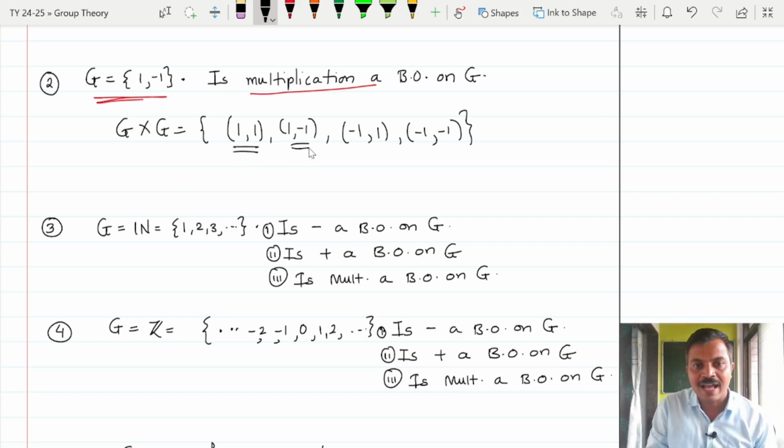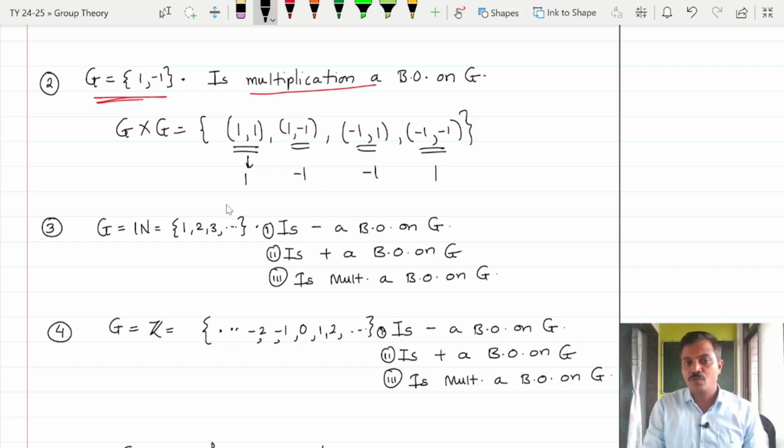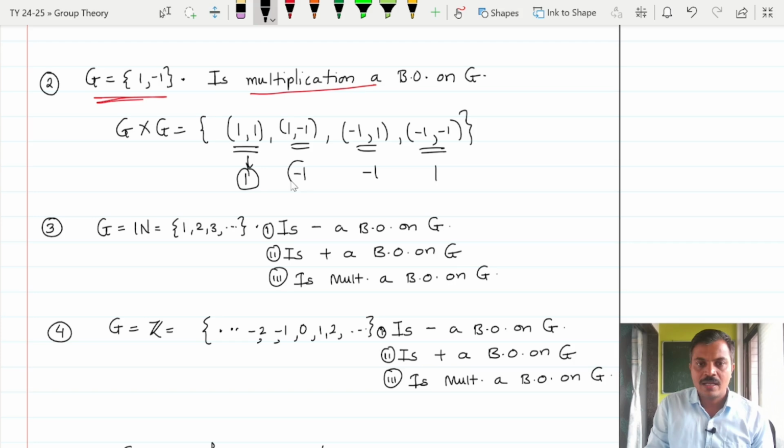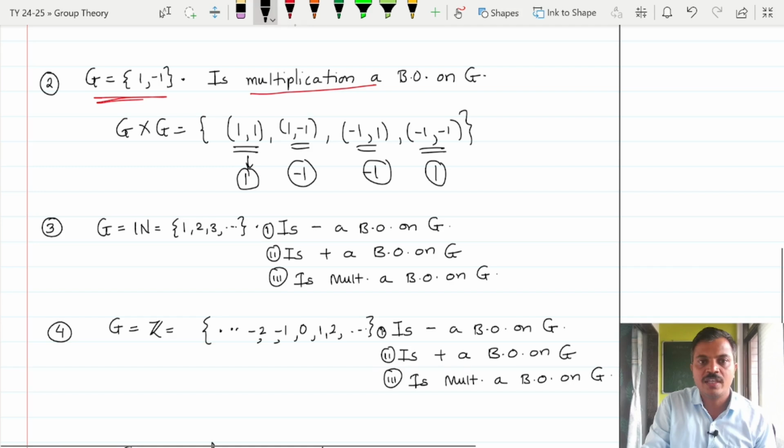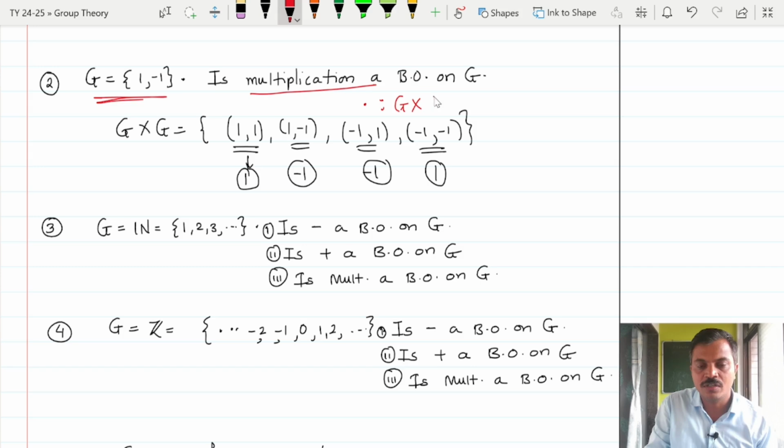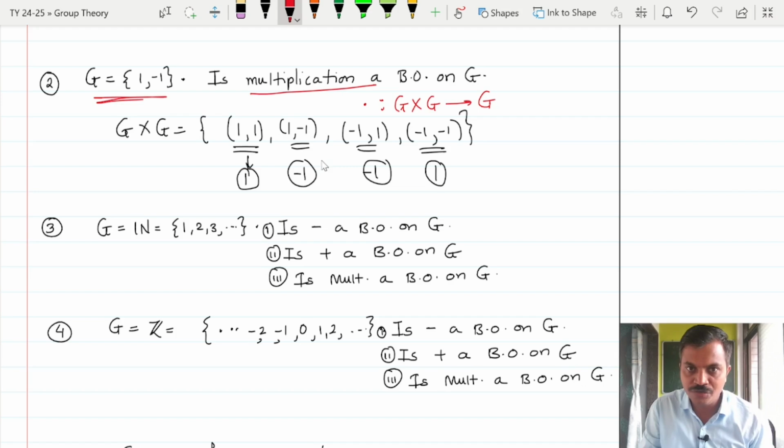Since the question is whether multiplication is a binary operation, we are supposed to take the multiplication of these coordinates. So 1 multiplied by 1 is 1. 1 multiplied by minus 1 is minus 1, this is minus 1, and this is 1. Now the question is, is the criteria of the binary operation satisfied? What is the definition saying? That this multiplication from G cross G to G should be a function. Then and only then will this multiplication be a binary operation on set G.